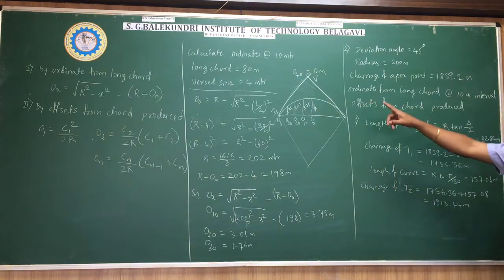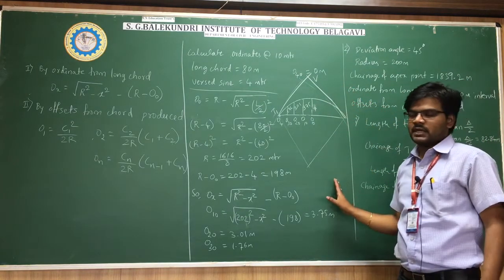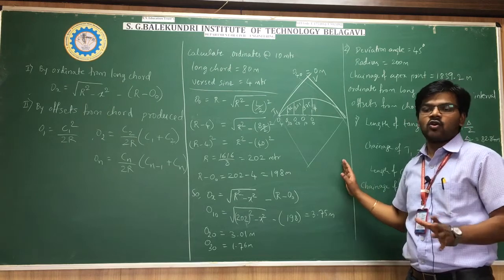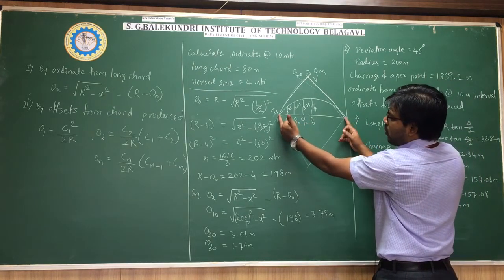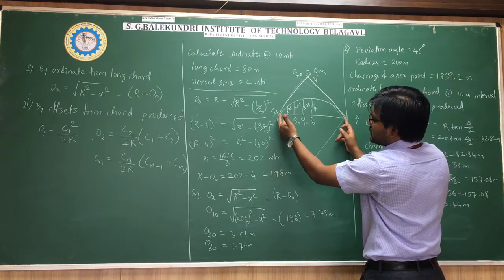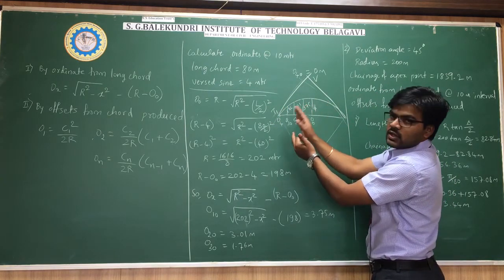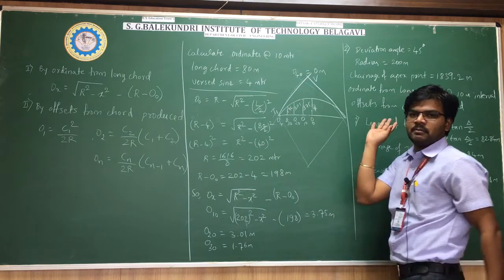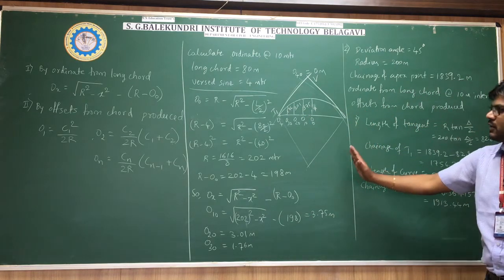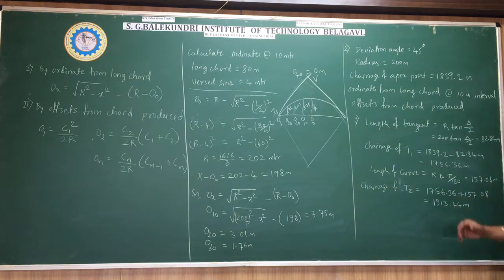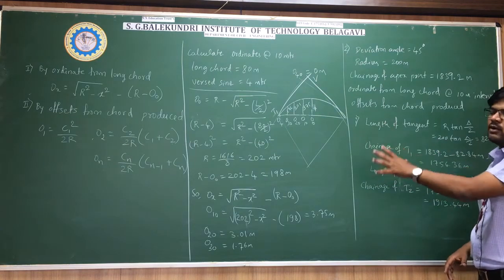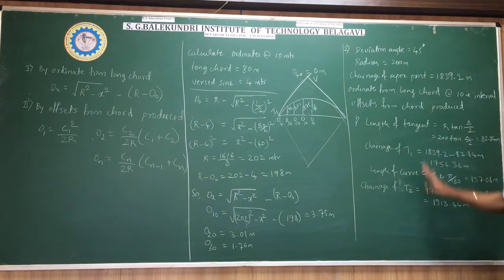This is by following the first method, that is by ordinate from long chord, where the long chord length is given. Based on this long chord, the ordinates are drawn here. By drawing the ordinates, you will get a simple curve. This is the first method, this is the second method. You just take 2 minutes and have a look, and we'll continue with the second method here.